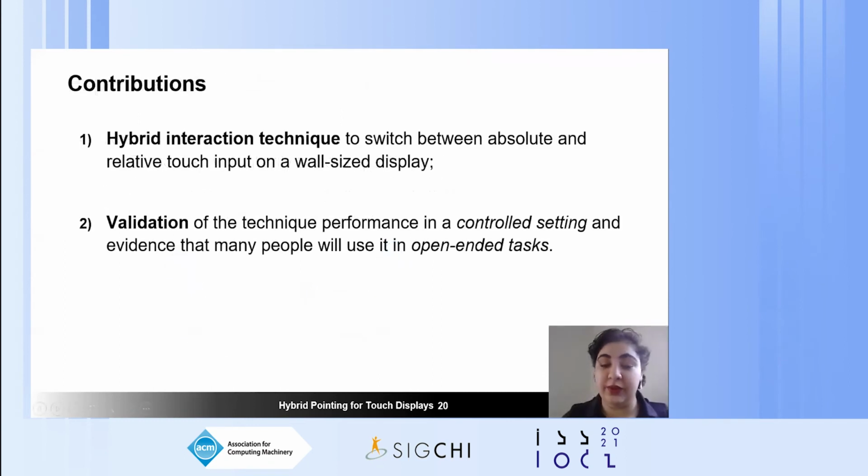So in summary, we present CursorTap, a bimanual multi-touch hybrid pointing technique for large displays that supports absolute and relative pointing. Our combined results from Study 1 and Study 2 show CursorTap is an effective technique for reaching distant targets and outperforms standard absolute touch input or dragging the entire display window.